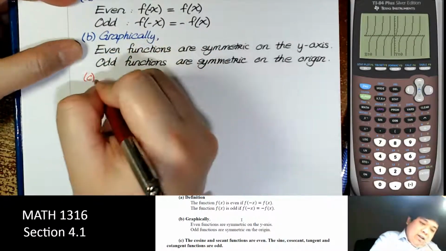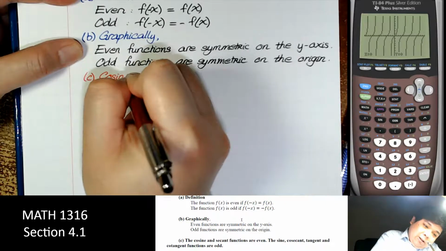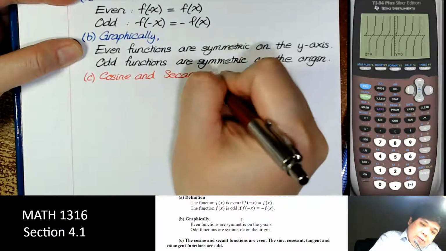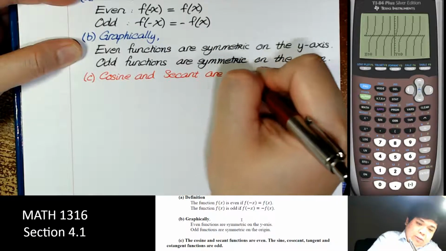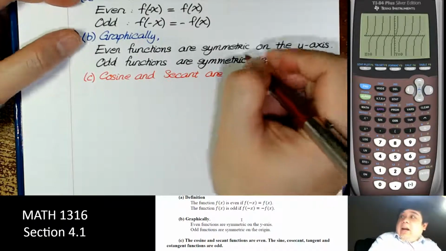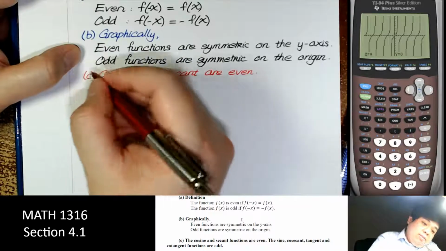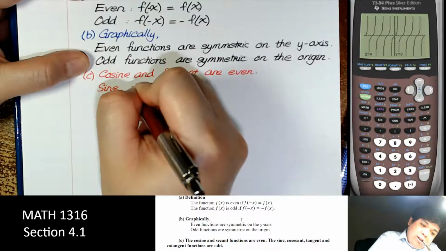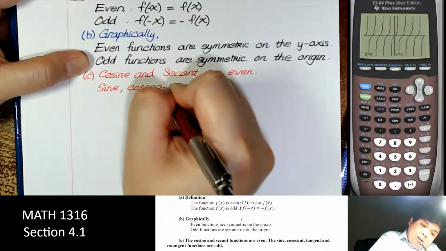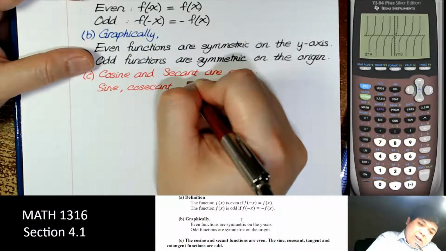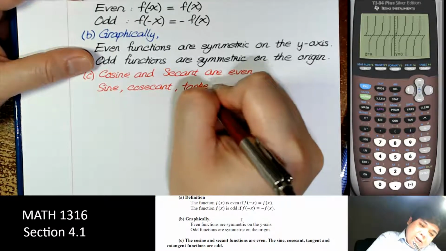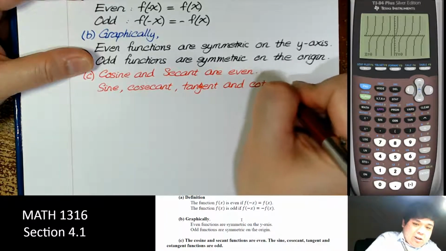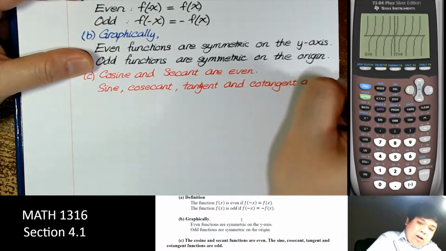Cosine and secant are even. And everything else is odd, meaning sine, cosecant, tangent, and cotangent are odd.